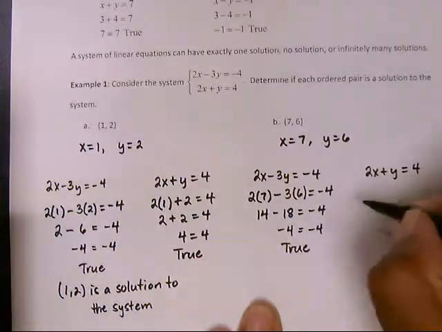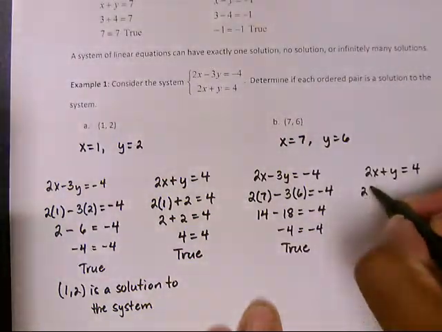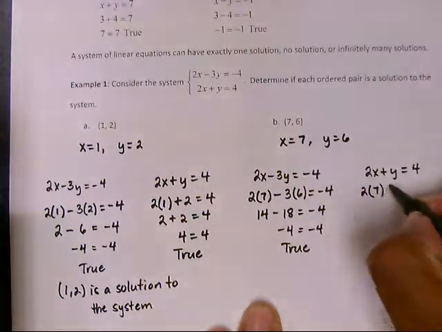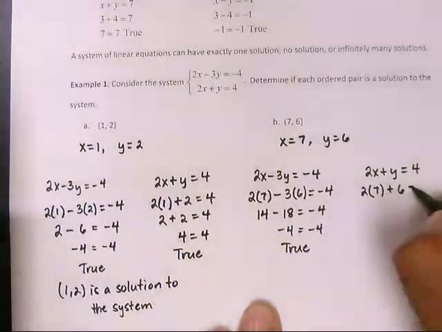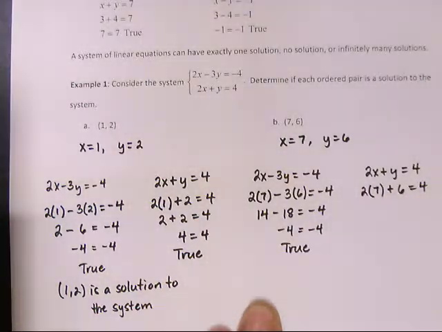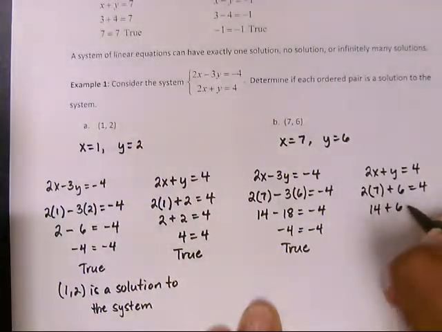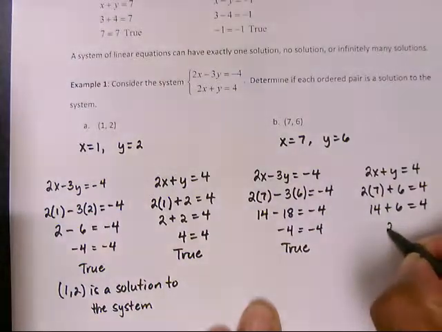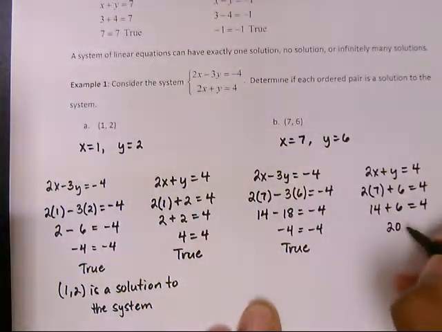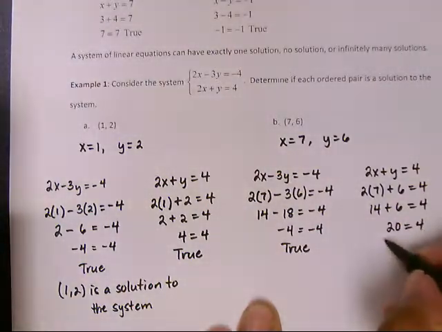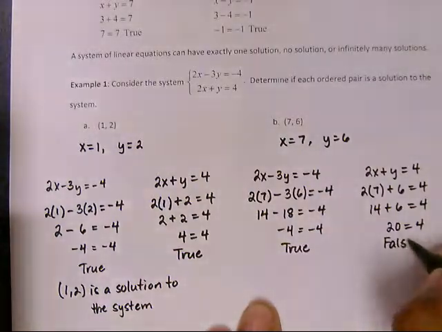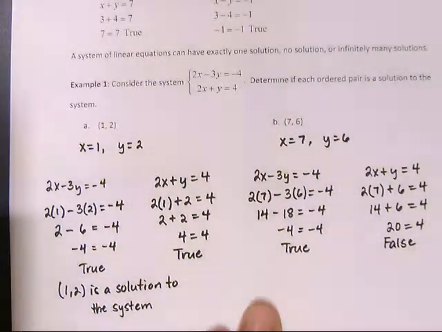Alright, so it must be true for both equations. So x will be 7, so it'll be 2 times 7 plus y, which is 6, equal to 4. 2 times 7 will give you 14. Now if I add 14 plus 6, I'm going to get 20. And 20 does not equal 4. So here I have a false statement.